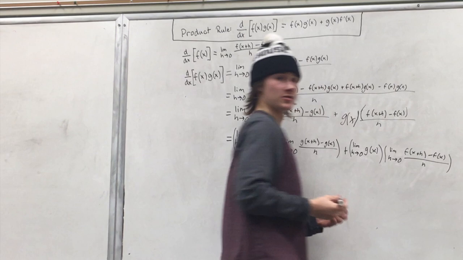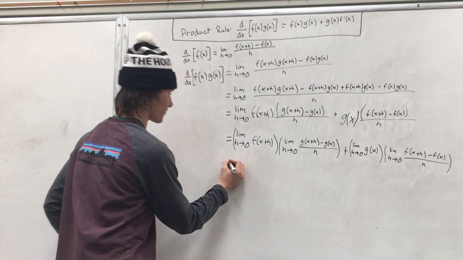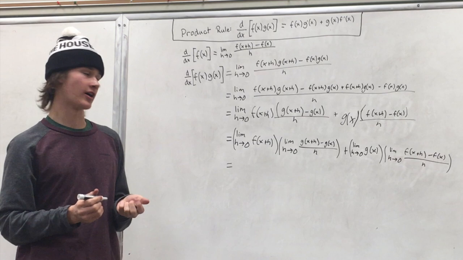So like I just said, this is no different than this, it's just rewritten using what we know about limit properties. So from this, we can begin to evaluate these limits. So we can take this limit right here, we can plug in that 0 for h to evaluate that limit. That's going to give us f of x.